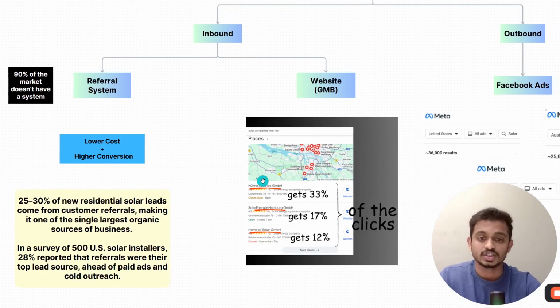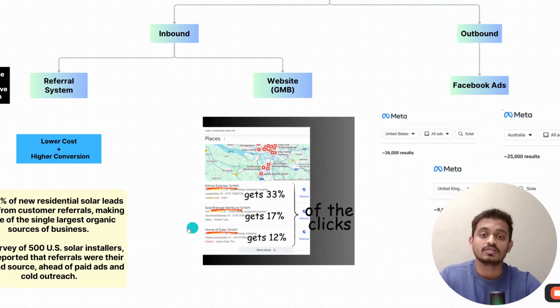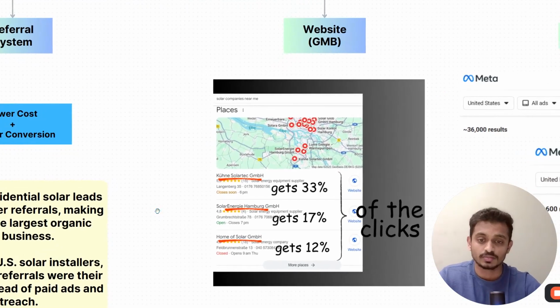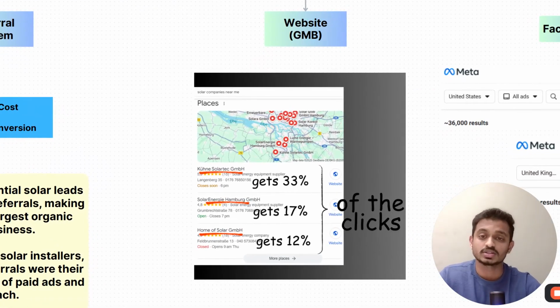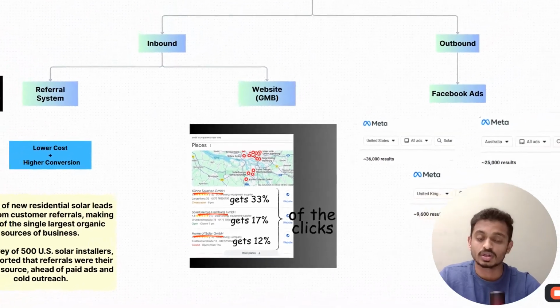Now coming to website and GMB profile. On average, a local business gets around 1,000 visits for its GMB profile and website. I want to share another interesting stat from Google. Whenever a prospect searches for a solar company in your location, the company that shows up first ends up getting 33% of the total clicks for that search, the second company gets 17% of the total clicks, and the third company gets 12%.